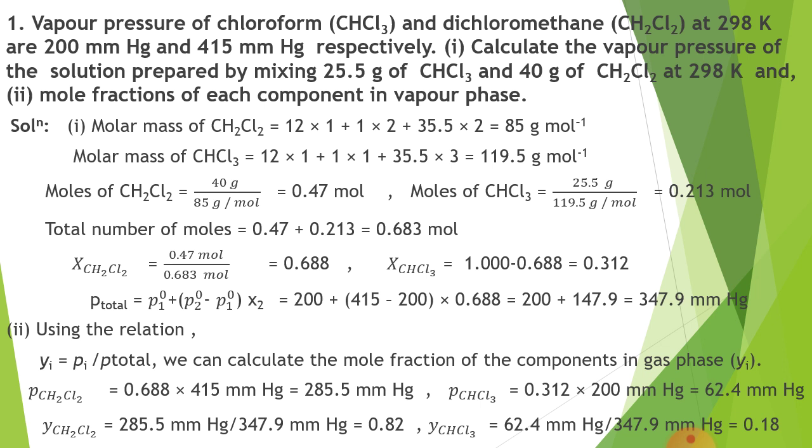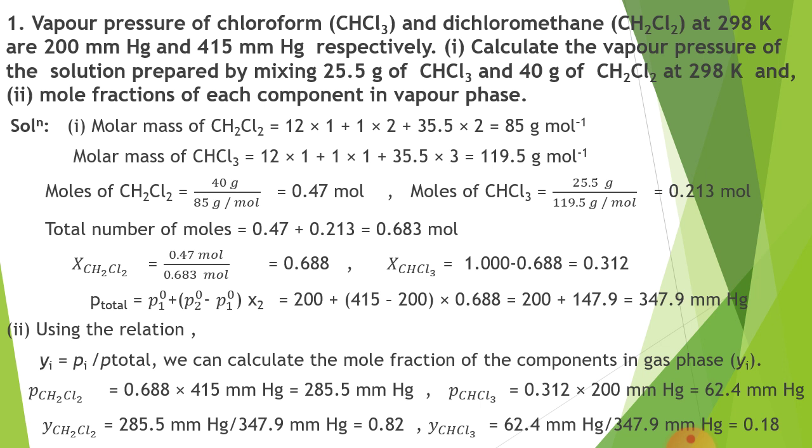Similarly, we got the molar mass of chloroform 119.5 gram per mole. Now we have to calculate the mole of dichloromethane. The mass given is 40 and the molar mass is 85 gram per mole. As you know that the moles equal to given mass divided by molar mass. After calculating, we get the moles of dichloromethane is 0.47.